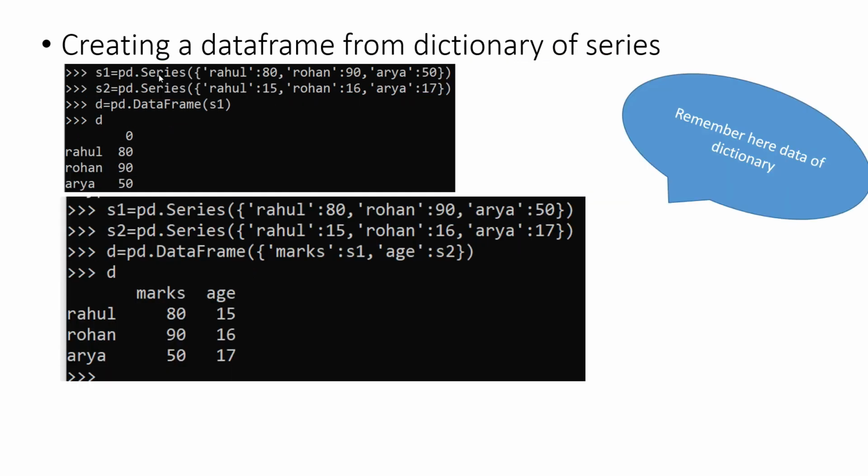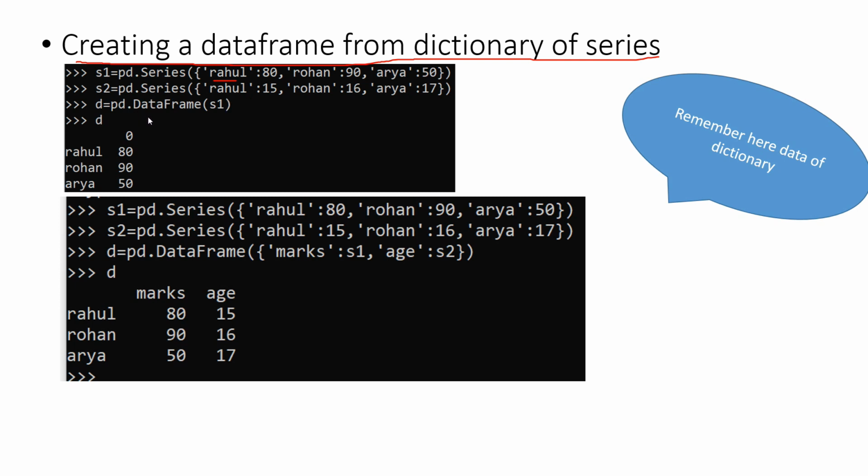Okay. Next is creating a data frame from dictionary of series. This is the new one. Okay. What we will do, we will create the following series. You all know that when using the dictionary for creating series, then key will be treated as the index. Is that clear? Okay. So the first series is S1 is equal to pd.Series, Rahul colon 80, Rohan colon 90, and so on. So we have the two series over here. Again the keys are same. You will notice that both the series we have kept the key same.